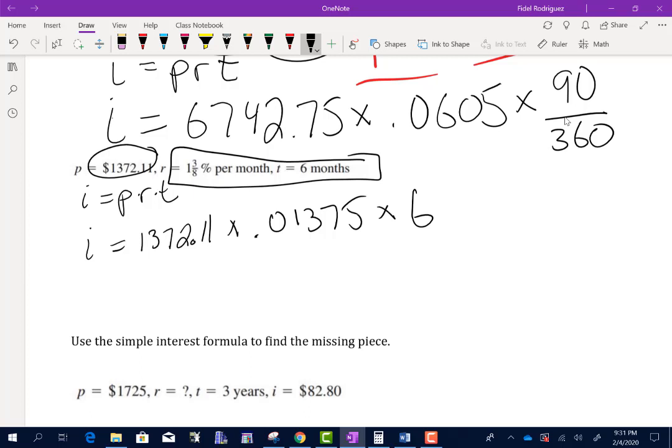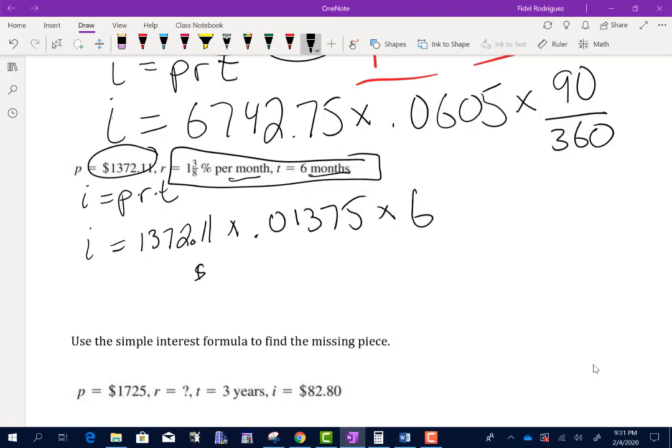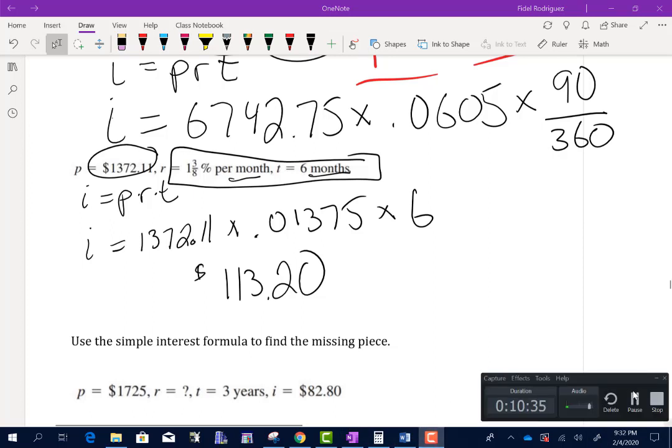And I'm going to multiply by 6. I don't need to go to 6 over 12 because they're both given to me in months, okay? So now we can go ahead and just multiply 1372 and 11 cents times 0.01375 times, what was it, 6? And so again, if I'm going to round to the nearest penny, $113.20. Okay?